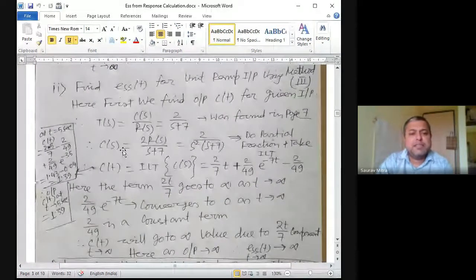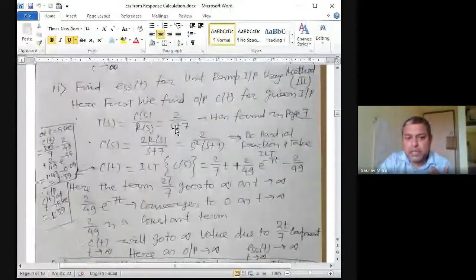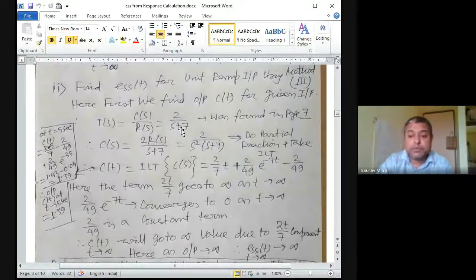Now C(s) is equal to 2 divided by s plus 7 into R(s). You are inputting a ramp input, so for R(s) I have to substitute 1 by s square. The same system, 2 by s plus 5, is the G(s)H(s), and the closed loop system is 2 by s plus 7. For this system, I have to find the output response if I give a ramp as the input. So ramp means 1 by s square. Now I am in the third method.